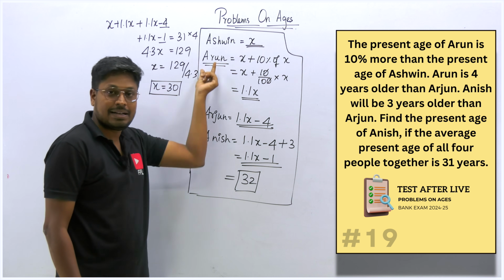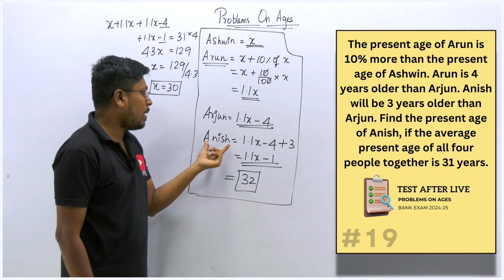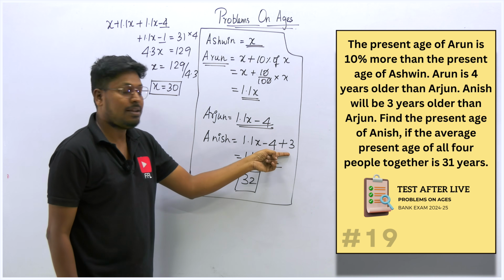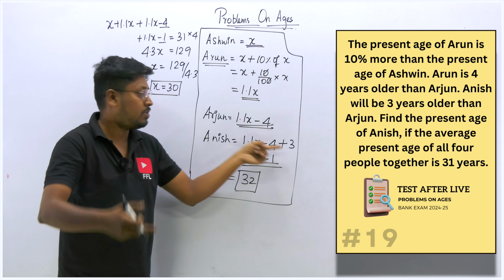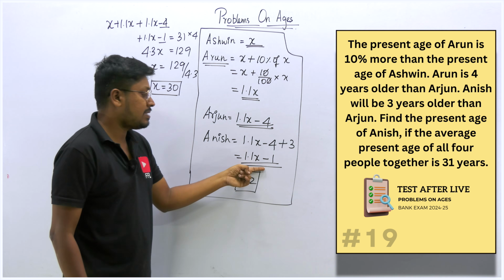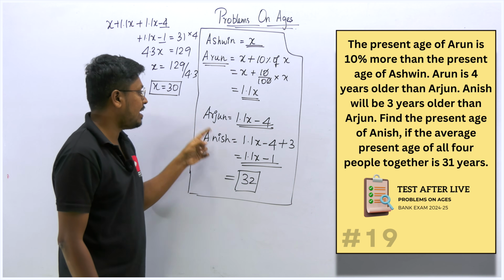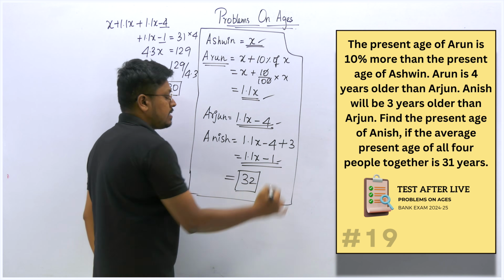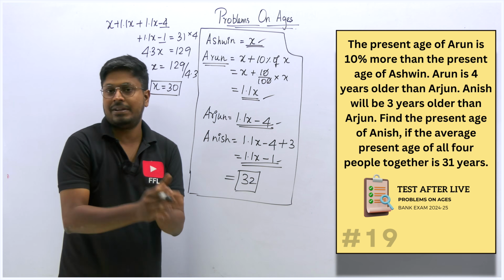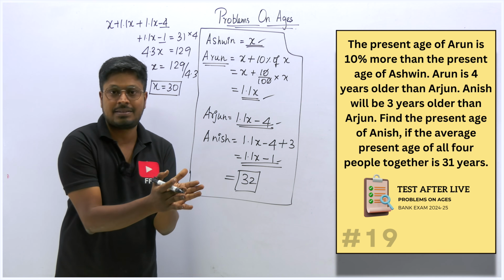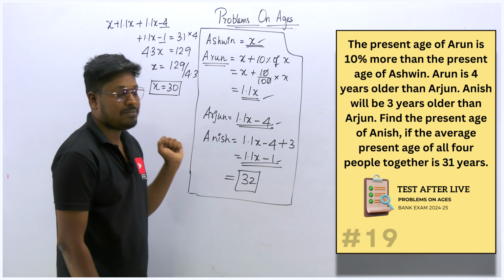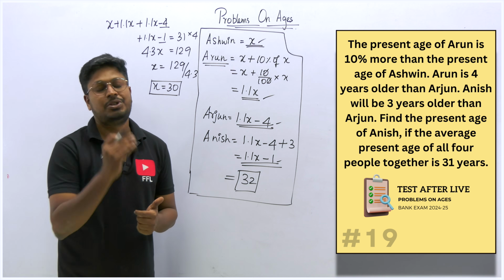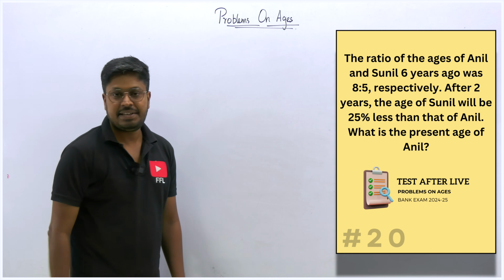So Arjun is younger than Arun. So minus 4. So now Anish. Anish will be 3 years older than Arjun. So add 3 years more to the person Arjun plus 3. So resultant will be minus 1. This will be the age of Anish. So finally we found all the 4 person present age. And according to the question they have given an average and we found the value of x. After finding it, we have found the value of the last person, that is Anish present age, which is 32 years. So the last 20th question.